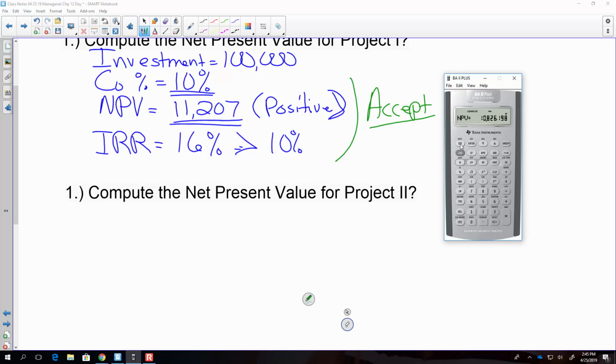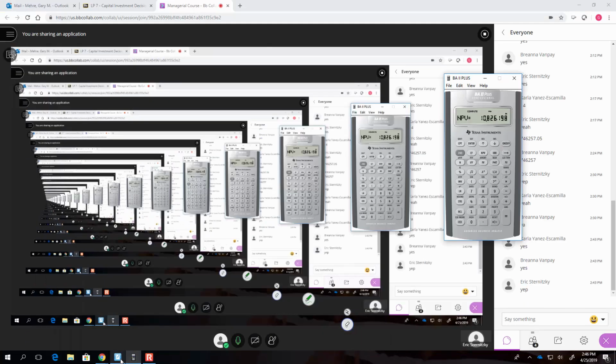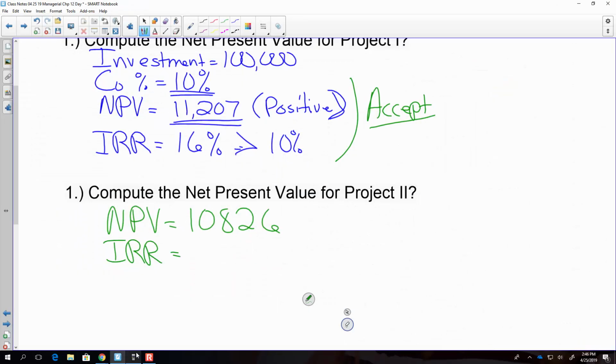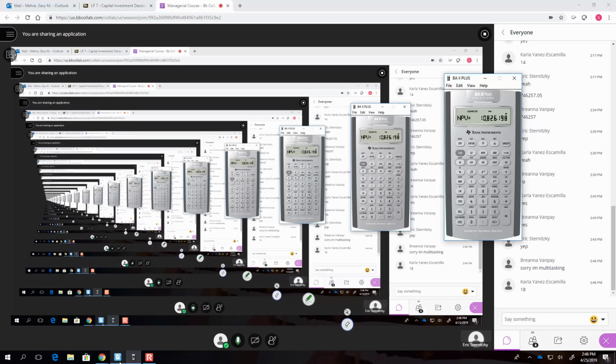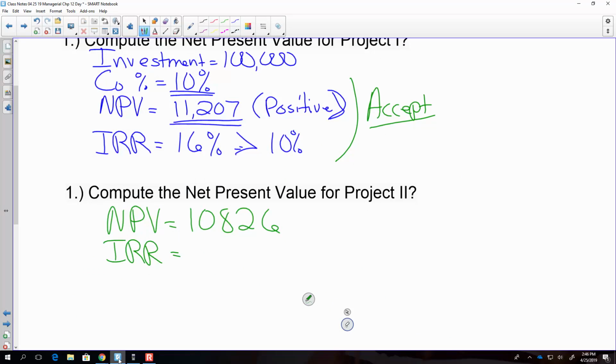Net present value is positive at 10,826. And the internal rate of return, Brianna, internal rate of return? Oh, okay. Carla, do you have the internal rate of return? 18%, really? Yeah, well, 17.98. Yeah, that's pretty close to 18.